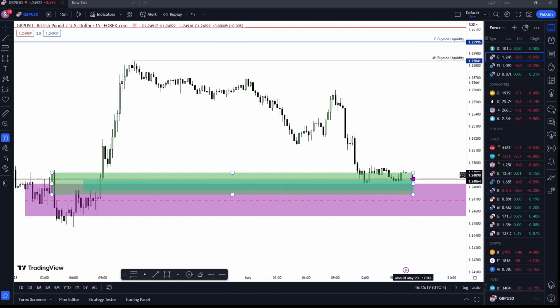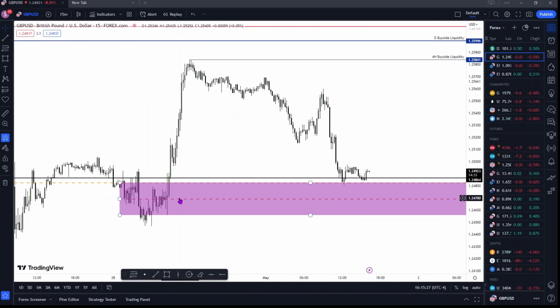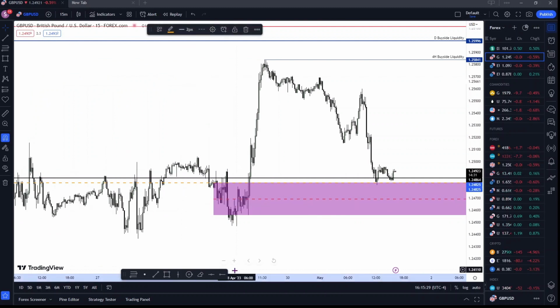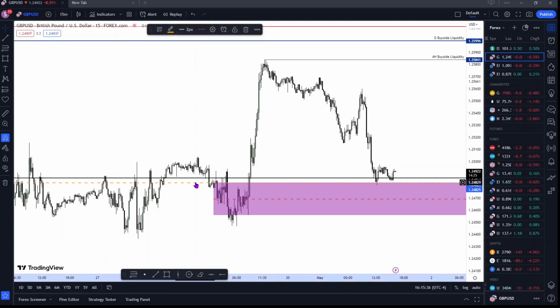So I am going to take these boxes out because it is quite messy, and I'm just going to keep this order block, the purple order block, which is from the 4 hour. We don't really need this anymore. The orange line, what was that delineating again? Oh yeah, the consequent encroachment of another wick. So I'll get rid of that.